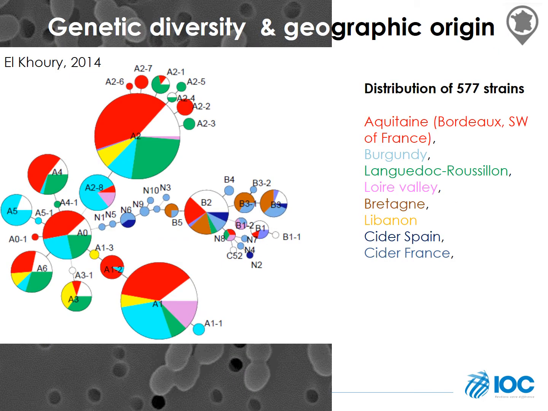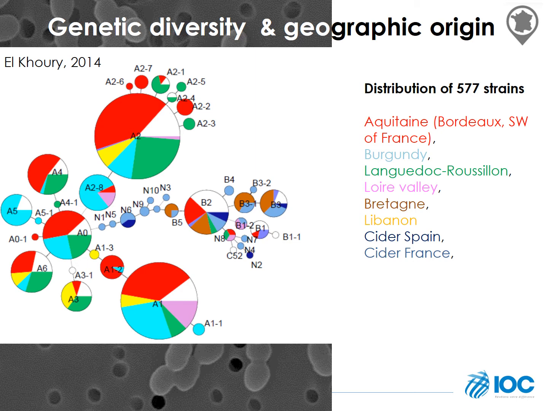Here on this slide, El-Khoury proposed another, more detailed view. This time, he analyzed 577 strains by the SNP method. Each circle represents a group of bacteria genetically similar. The various colors in each circle show the geographic origin. Regarding this graphic, we can say that one strain of bacteria could be found in many various wine regions. For example, the group A2, the biggest circle, is present in Bordeaux, but also Languedoc-Roussillon, Lebanon or Burgundy. It's the same for the group A1, the bottom of the graphic, that is also present in Loire Valley.